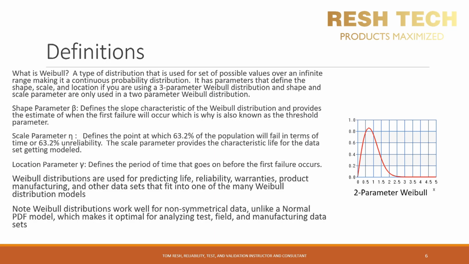On the right side of the slide is an example of a two-parameter Weibull distribution. Notice that there isn't a wait period prior to the shape parameter sloping upward, which indicates that the location parameter is not considered in this distribution. Only the shape and scale parameters are used.